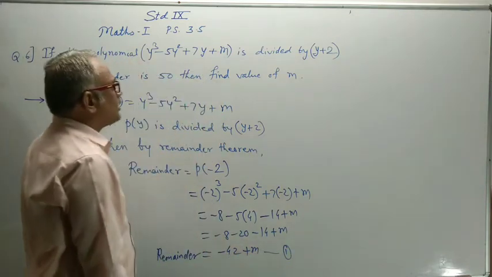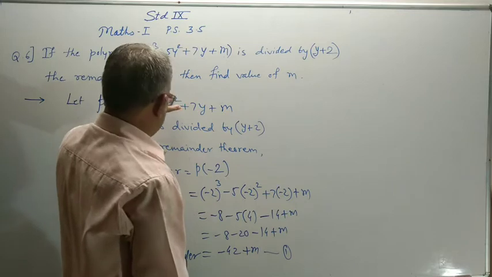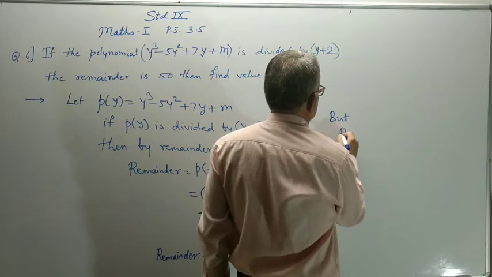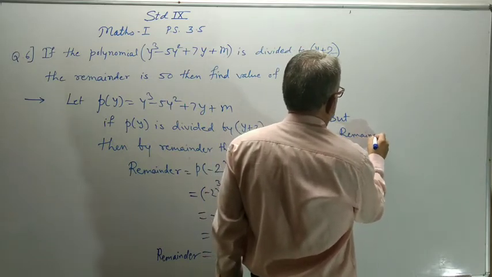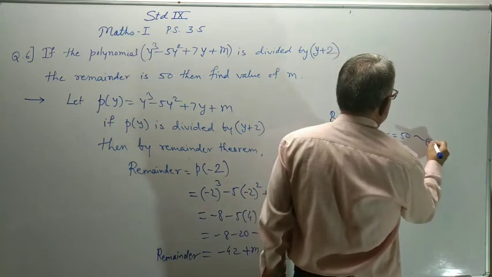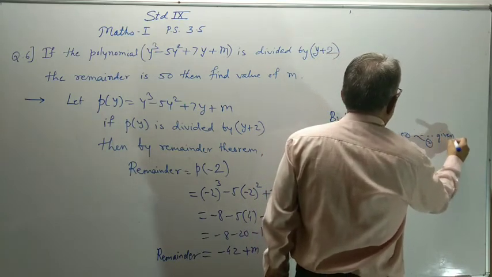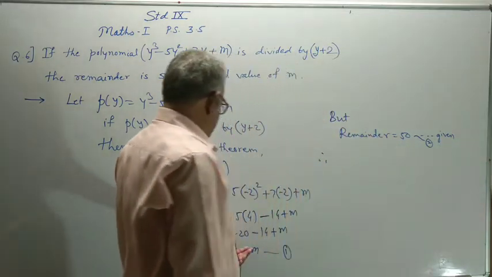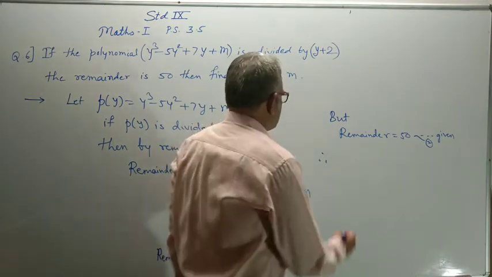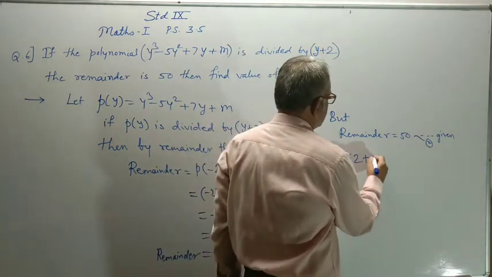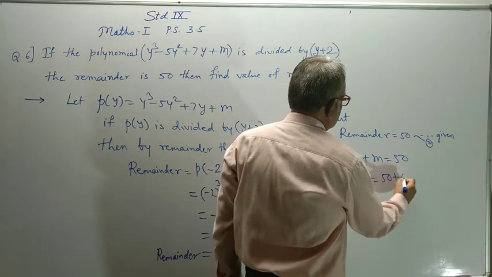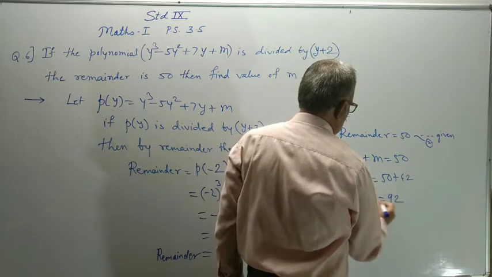But what remainder is given by them? Remember, the remainder is given as 50. Equation 2, reason: given. Therefore, substitute from 1: the remainder is minus 42 plus m, and this equals 50, both must be the same. So minus 42 plus m is 50, m is 50 plus 42, so m is 92.